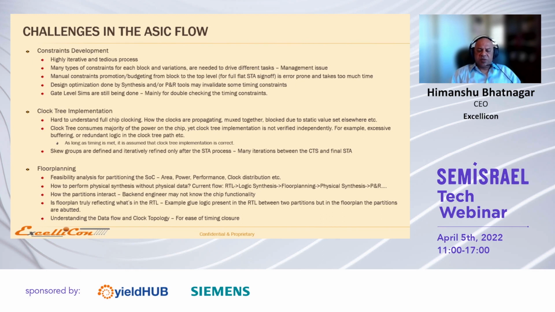So let's say you have a chip with 5 blocks, and there are 3 different modes: functional, test, and functional scan capture, scan best, or something. That's 3 modes right there. Generally, people have more. So that's 3 constraints for each block, and if there are 5 blocks, then that means 5 times 3. And then you have variations: you may want to do full flat STA, or you may do some hierarchical variation of the STA. So the volume of the constraints multiplies.